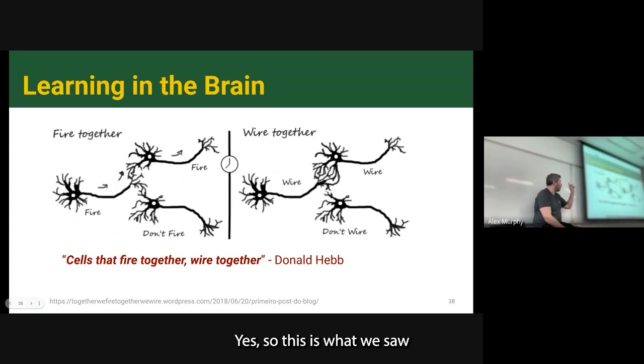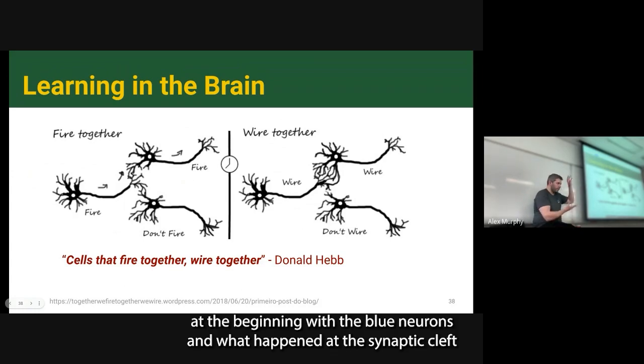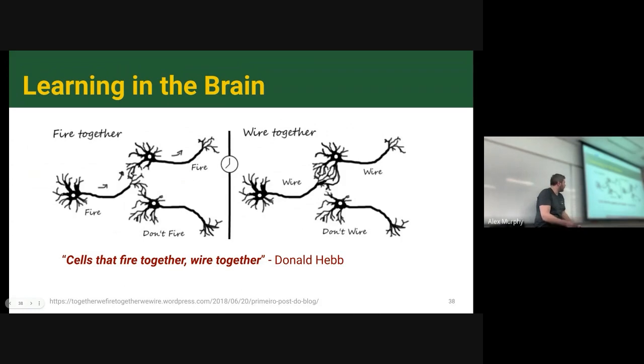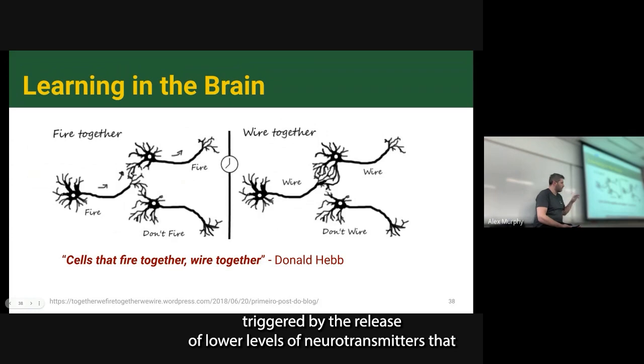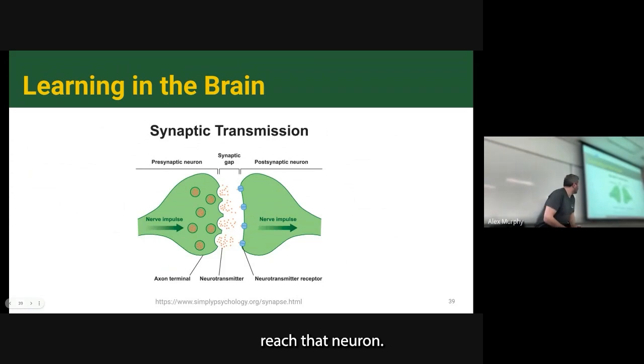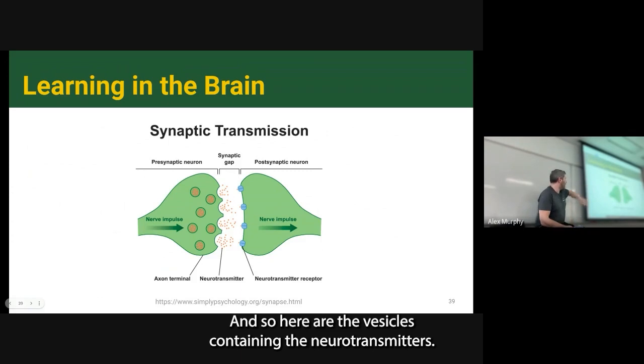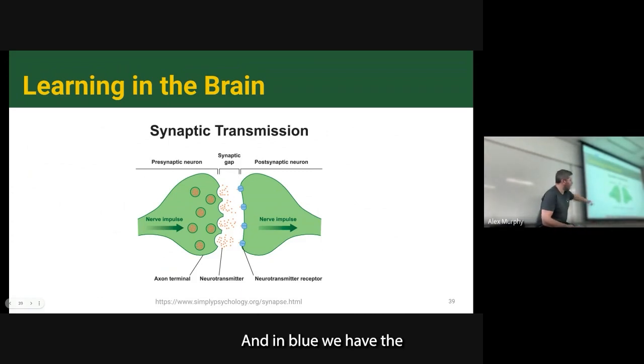Yeah. So this is what we saw a few of at the beginning with the blue neurons and what happened in the synaptic cleft as well. The idea here is that when there is concurrent activation of the presynaptic neuron and the postsynaptic neuron, the receptors are connected, which means that they're more easily triggered by the release of lower levels of neurotransmitters from the presynaptic neuron. So here we go again: the presynaptic neuron, the synaptic gap, and the postsynaptic neuron. Here are the vesicles containing the neurotransmitters, and in blue we have the receptors on the postsynaptic neuron.